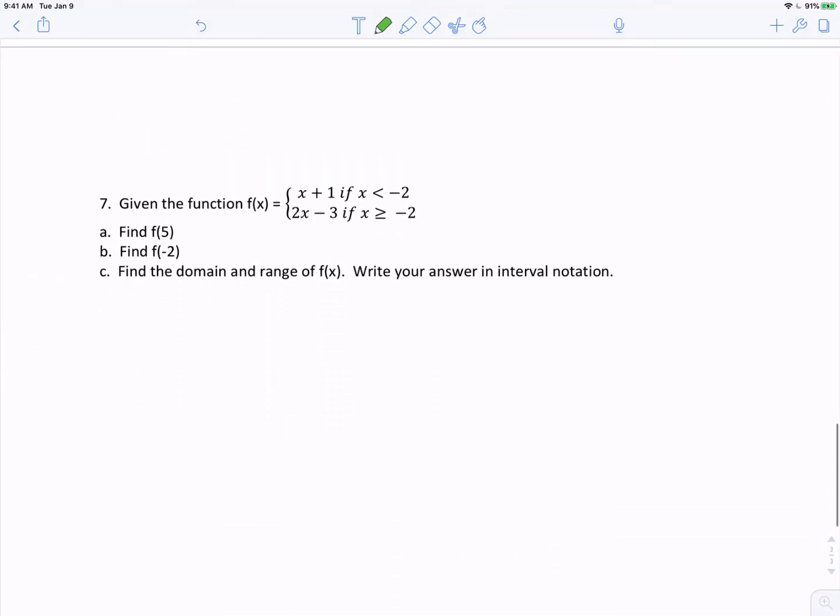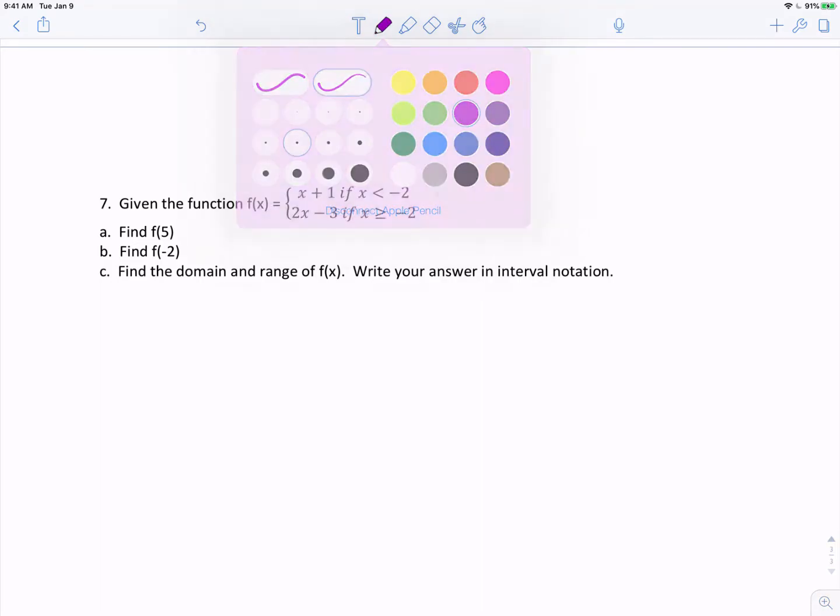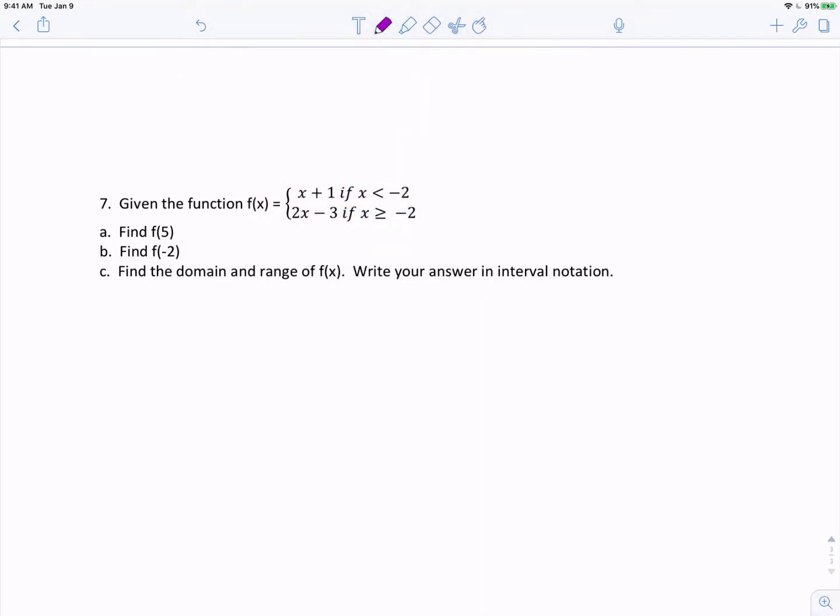And finally, our last problem is about a piecewise function. So given the function f of x is equal to x plus 1 if x is less than -2, and 2x minus 3 if x is greater than or equal to -2, the first thing we're going to do is find f of 5. So we have to pick which of these rules we're going to put 5 into. Notice that 5 is greater than or equal to -2. And so we'll be using the second rule here. So for A, we have 2 times 5 minus 3, or 10 minus 3, which is 7.